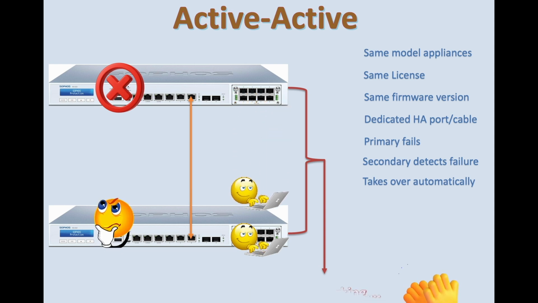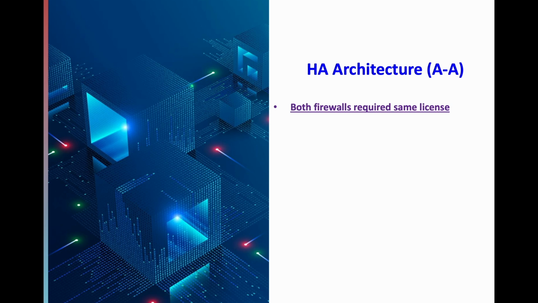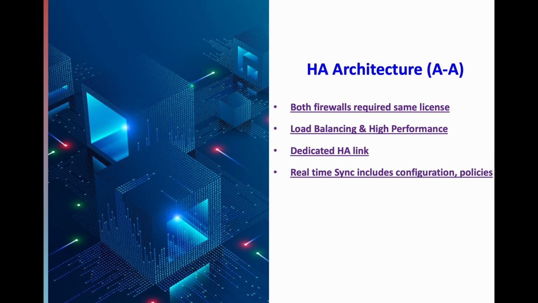Active-active HA architecture. HA active-active requires a similar kind of license on both devices because it acts like load balancing with high performance. The firewalls also require a dedicated HA port to check the heartbeat. In active-active mode, real-time sync happens between both firewalls. For example, if you change any policy on the primary firewall, it immediately syncs to the secondary firewall.